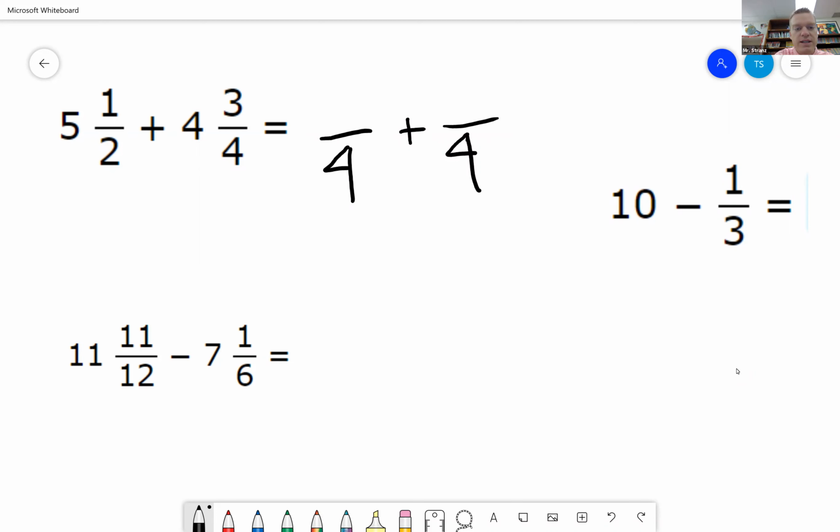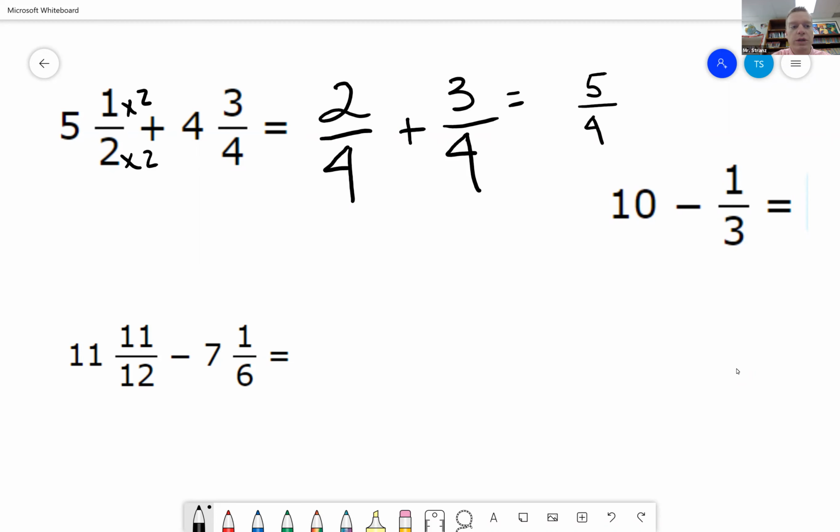Okay. In order to get this denominator of 4, I had to multiply by 2, which means I have to multiply the top by 2. So 1 times 2 is going to be 2. This one's already 4, so I don't have to do anything to the numerator there. If I add these together, 2 plus 3 is going to be 5.